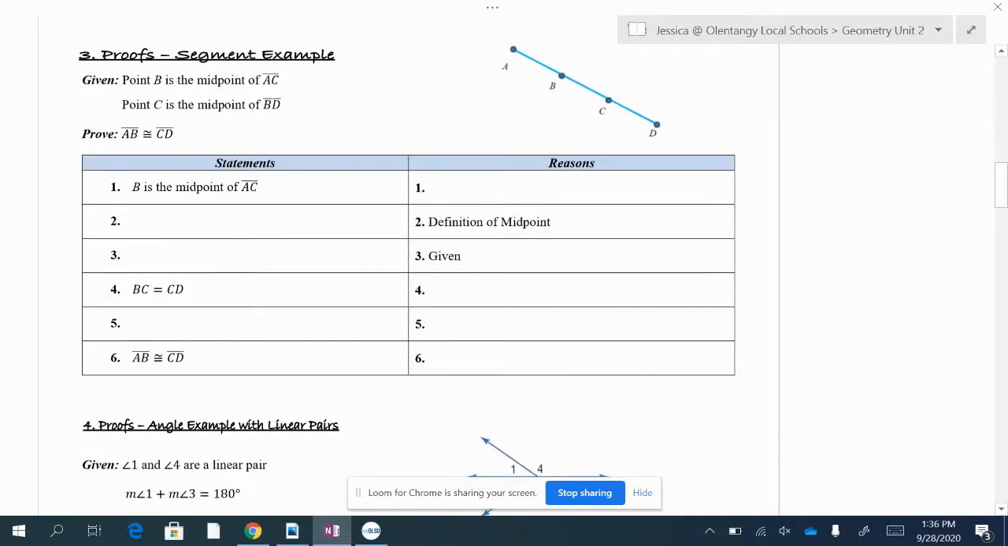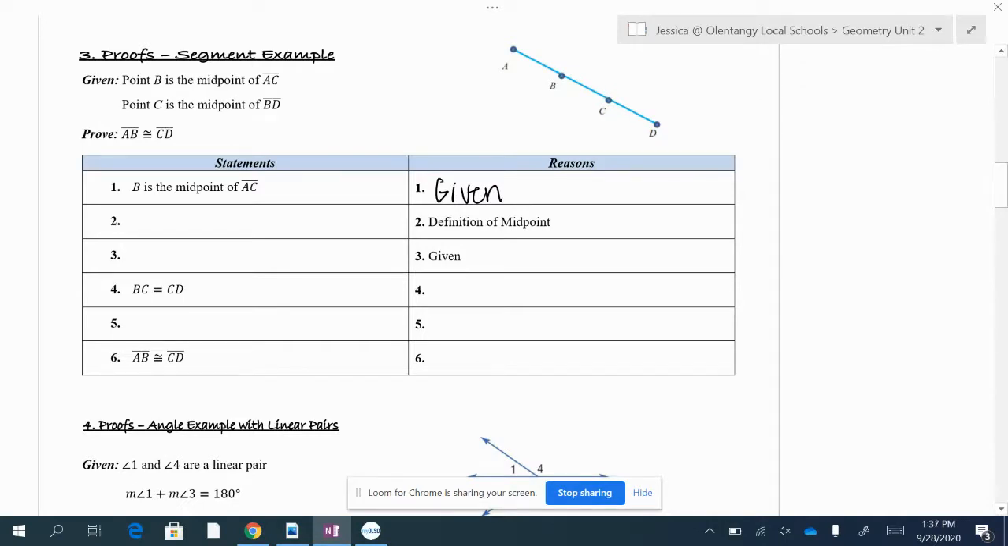So flipping over to the back, this one's nice because they're giving us some guidance on where to go. So here, point B is the midpoint of AC, and then point C is the midpoint of BD, and we are proving that segment AB is congruent to segment CD. Okay, so the first line says B is a midpoint of segment AC. That is given to us.